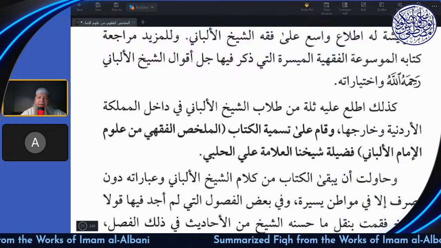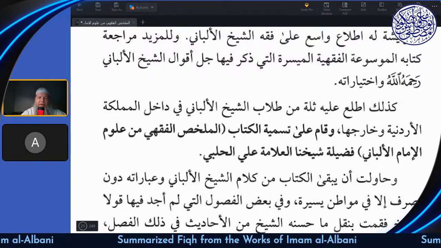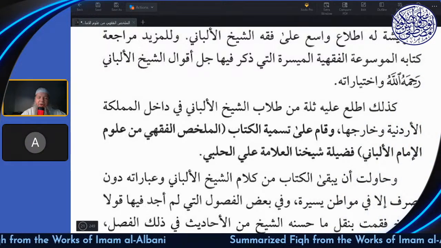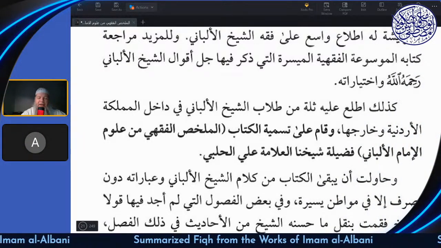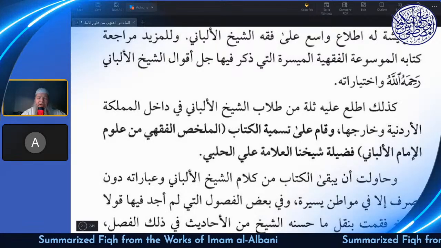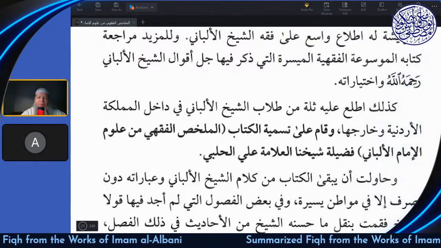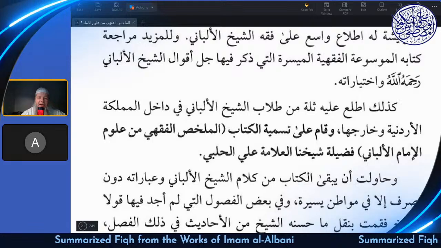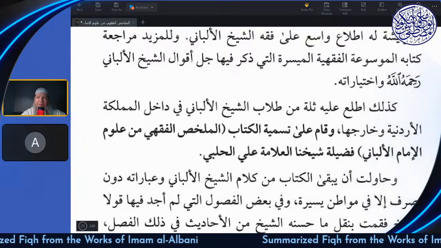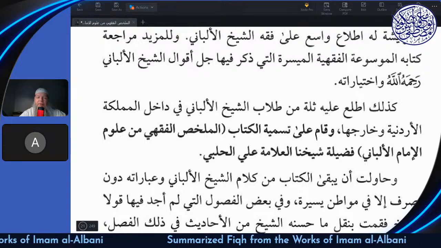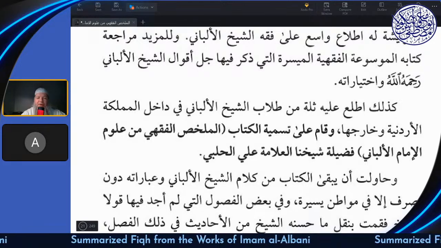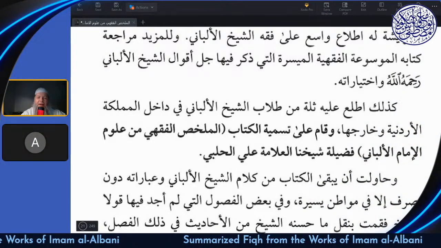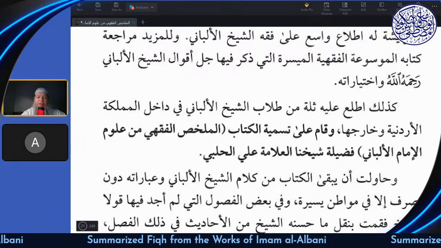Likewise, a number of the students of Sheikh al-Albani inside the kingdom of Jordan and outside of it reviewed it. And who named this book? It was written, but who named it? Al-Mulakhkhas al-Fiqhi min Ulum al-Imam al-Albani, the summarized fiqh from the works of Al-Imam Al-Albani. Our Sheikh, the scholar Ali al-Halabi, is the one who named this book with its name.